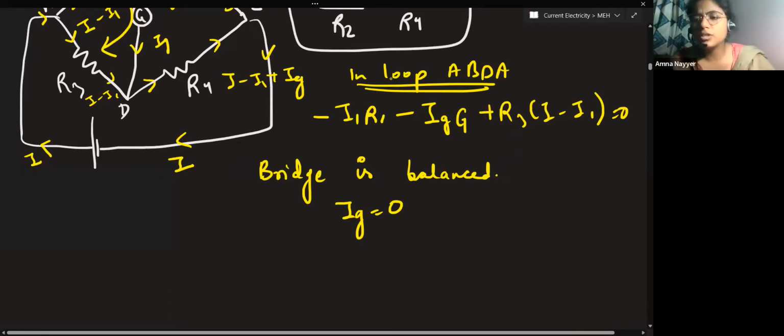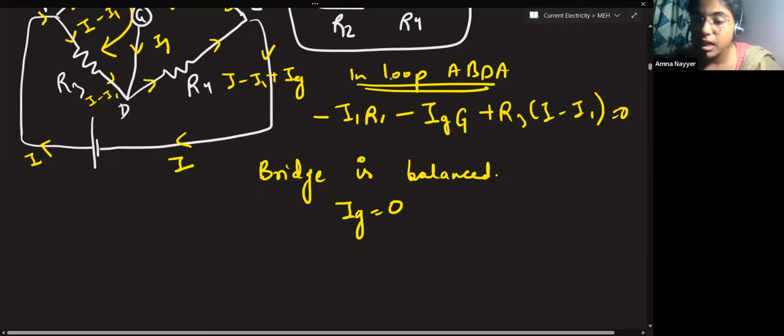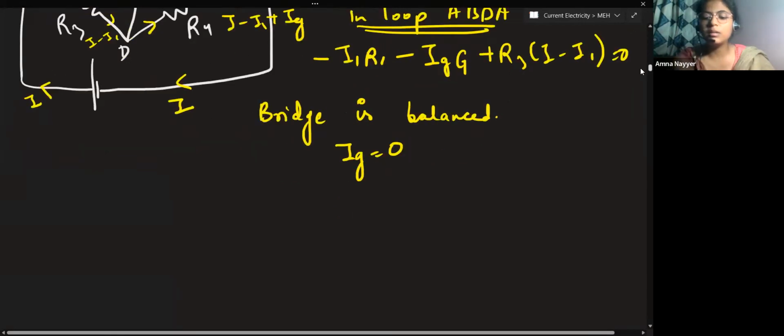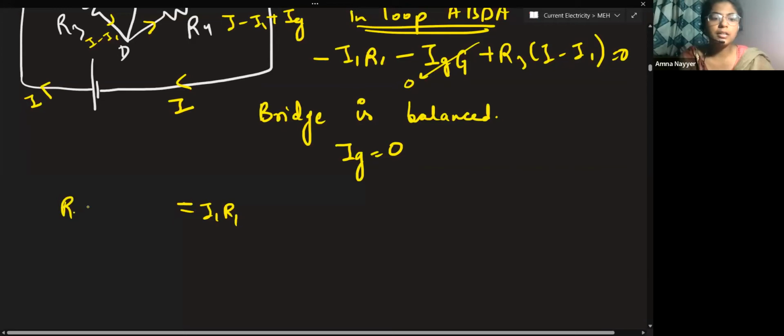Now your questions become easier. Two loops you can check. Otherwise, three variables were there: I1, I2, Ig. If we equate Ig as 0, one of the variables will get reduced. So what will we be left with? This term will become 0. So we'll be left with minus I1 R1, and what else term will we be left with? Or we can shift this towards the other side. So this becomes R3 into (I minus I1). First equation. We have the first equation.